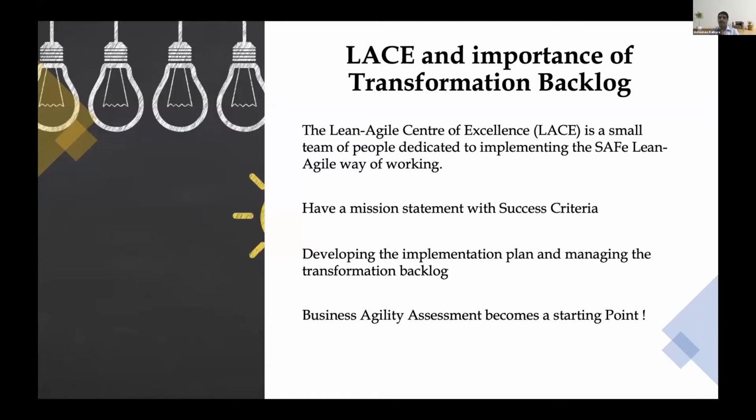When you are talking about agile, talking about SAFe, talking about the new ways of working, you have to make sure that you are walking the talk, and the transformation has to run like an agile team. So how do we do that? Where is the starting point for creating a transformation backlog?